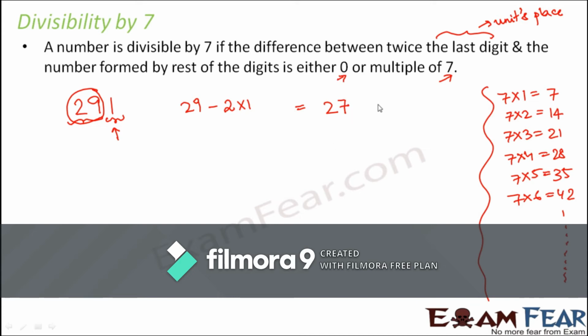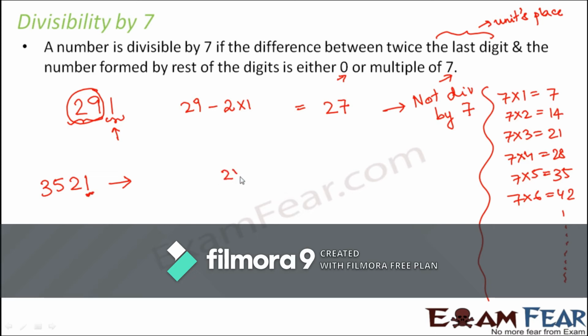So 27 is not a multiple of 7. Therefore, the number 291 is not divisible by 7. So let us look at other examples. Let us suppose you have a number 3521. So in this case, how would you check for divisibility by 7?